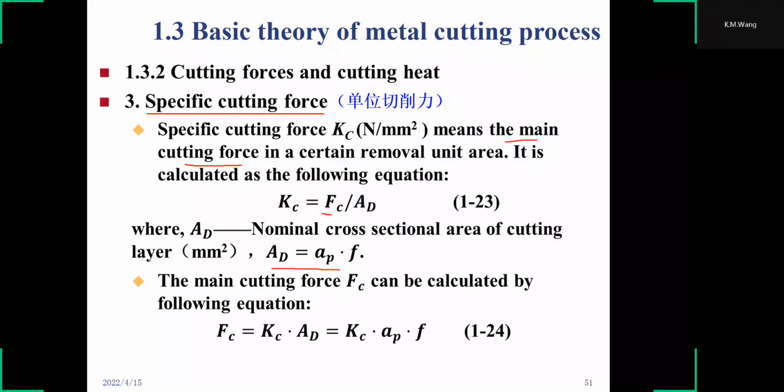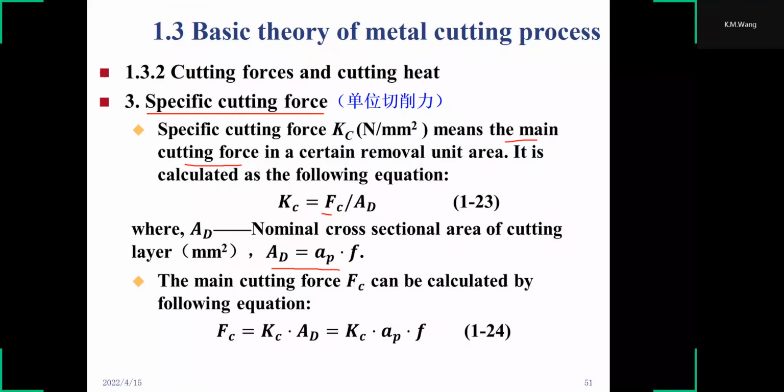And another variable is the cutting speed. Within the range of low cutting speed, for example, 5 to 20 meters per minute, the height of the BUE increases gradually and the cutting force, FC, decreases. Within the range of 20 to 35 meters per minute, the BUE disappears gradually, and the cutting force FC increases.